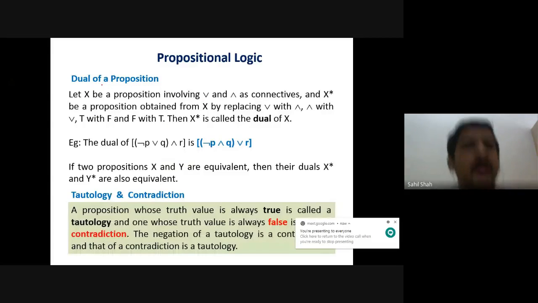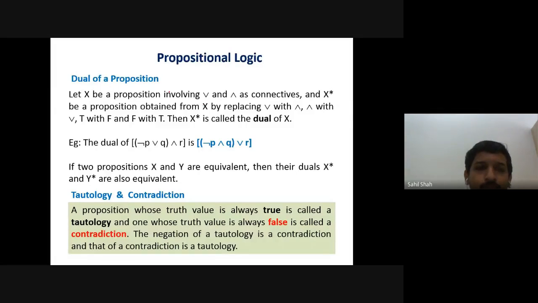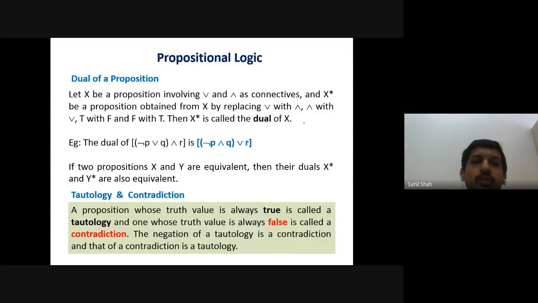There is an important and interesting concept in the theory of logic known as the dual of a proposition. What is the meaning of dual of a proposition? Let X be a proposition involving disjunction and conjunction as the connectives, and X star be a proposition obtained from X by replacing or with and, and with or, T with F and F with T. Then X star is known as the dual of X.